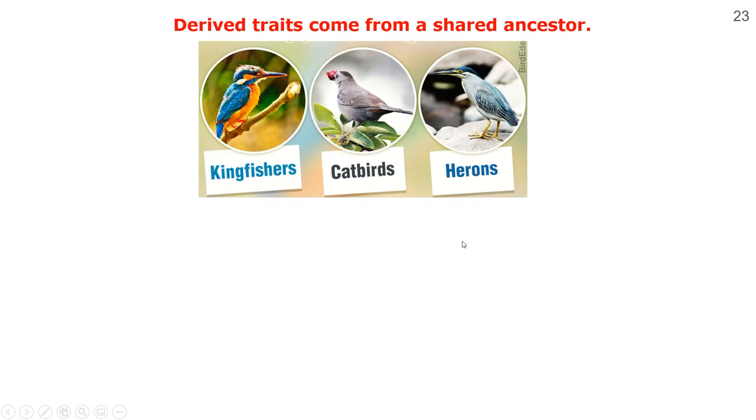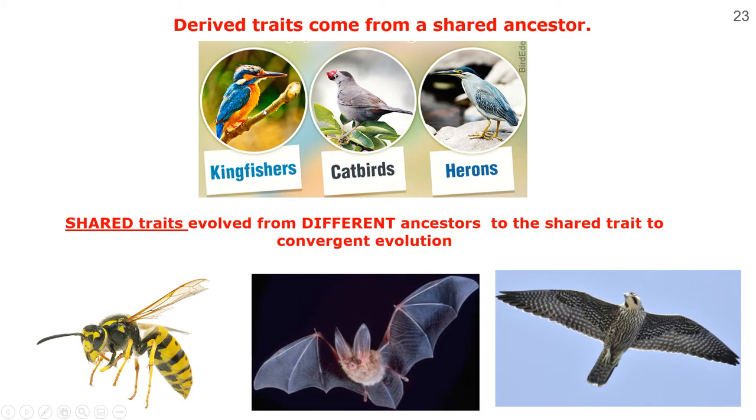So derived traits come from some sort of shared ancestor. So we have birds here. There was one organism that was the first to have feathers, that was the first to have beaks like this. That's different than a shared trait, right? So all the birds have wings that are similar to one another. They derived that from a shared ancestor. But a waspbill has a wing, a bat has a wing, and this hawk kestrel thing has wings, but they are different structurally. We can assume that they got them from different ancestors. So that's not derived.